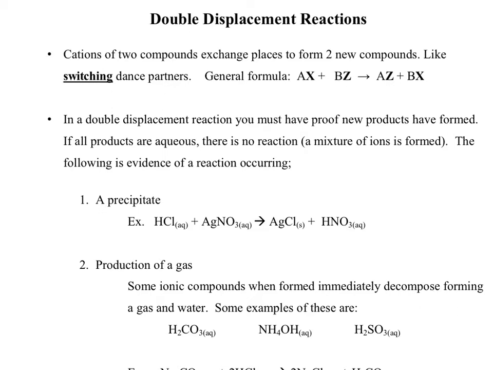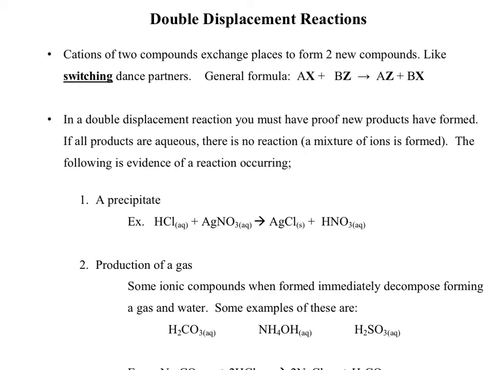Remember that double displacement reactions involve two ionic compounds that exchange cations to form two new compounds, like switching dance partners. To help with the order, I always remember the first goes with the last, so A goes with Z, and the third goes with the second, B goes with X, to get the product elements in the correct order.